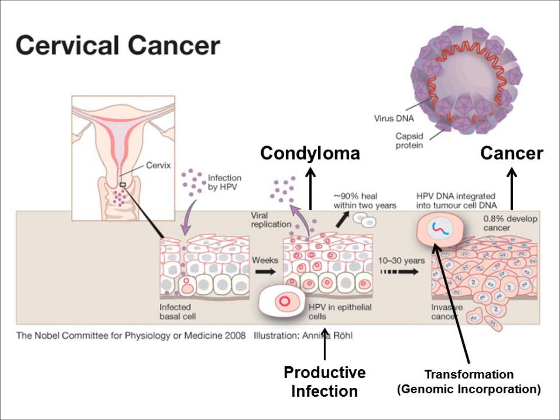Now, I would like to describe both of these events, starting with the productive infection, shown in the middle here. The virus takes over the machinery of the cell and causes the production of more virus particles. In the process, it induces the infected cells to form a condyloma, or a wart-like structure on the cervix. Indeed, the term papilloma from human papillomavirus means wart.